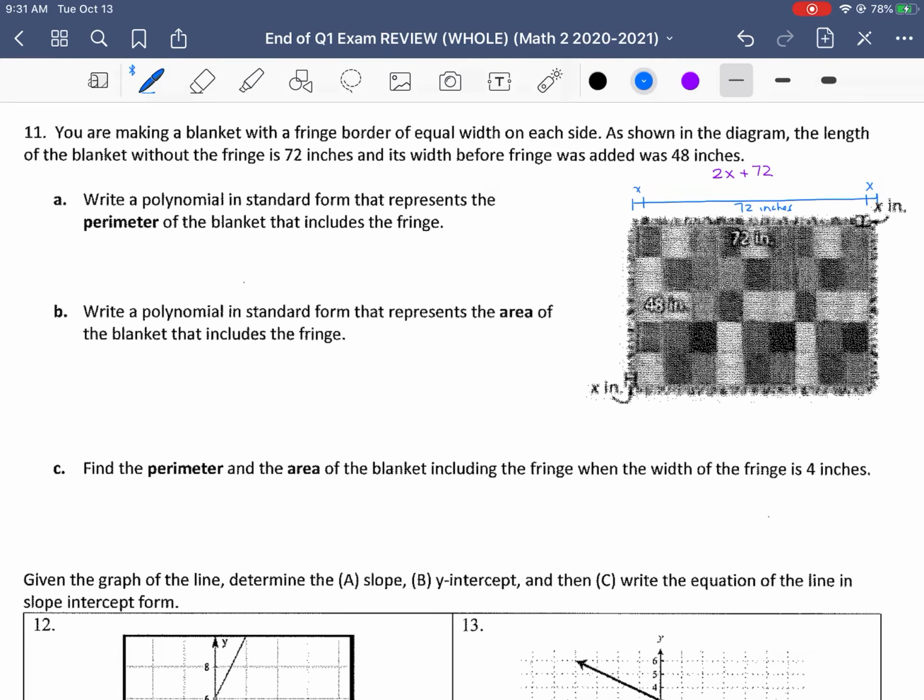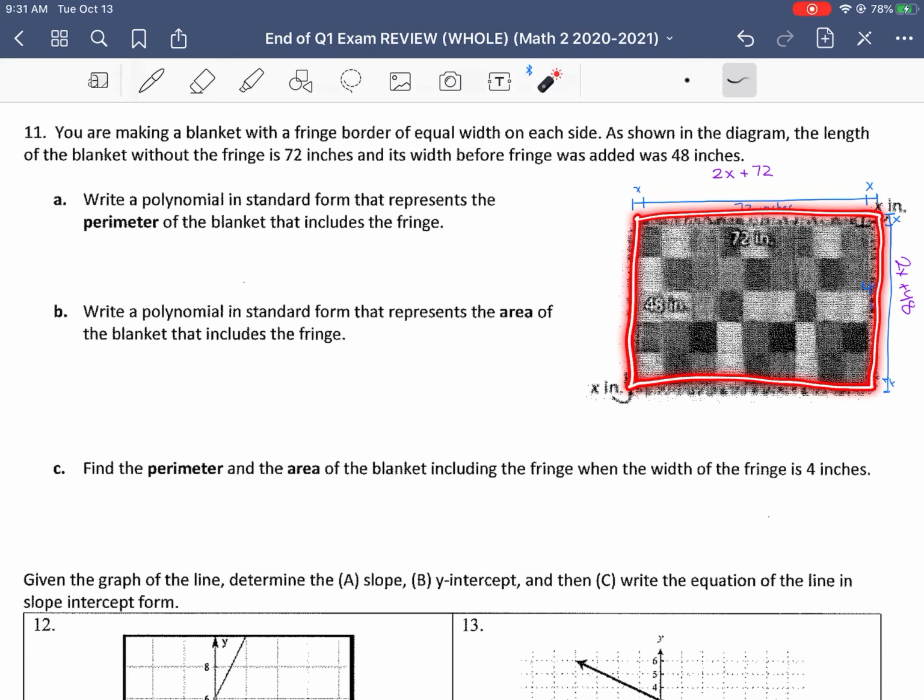That would be the length of my blanket. And the width follows that same pattern. It's got fringe on the bottom and fringe up at the top, and 48 inches in between. So in essence, we've got x and x, which is 2x, plus that 48. When I find the perimeter, remember perimeter is distance around, so I'd do 2x plus 72 plus 2x plus 48 plus 2x plus 72 plus 2x plus 48.